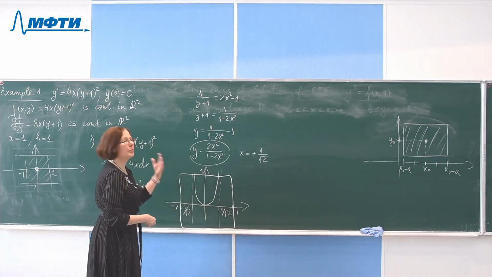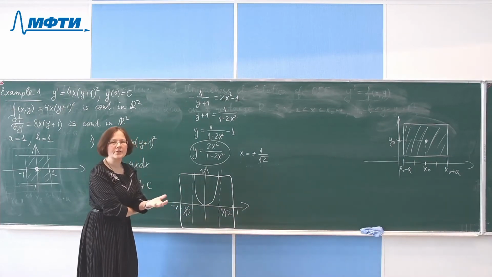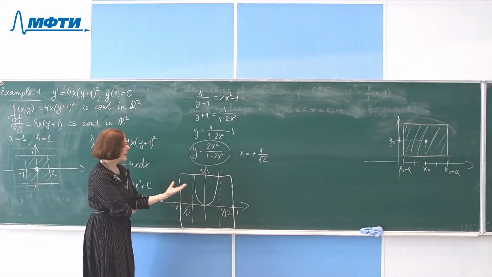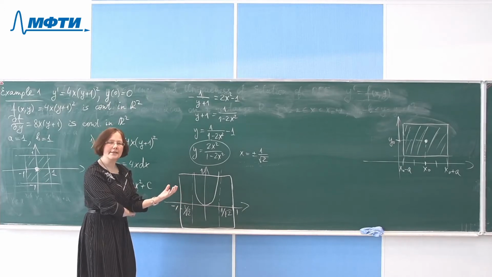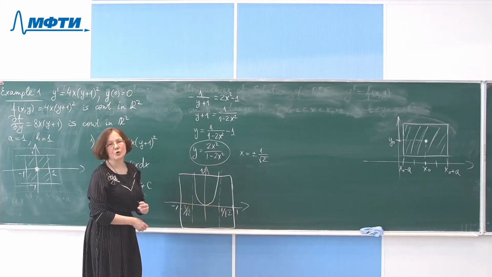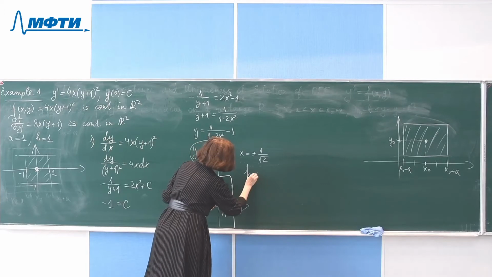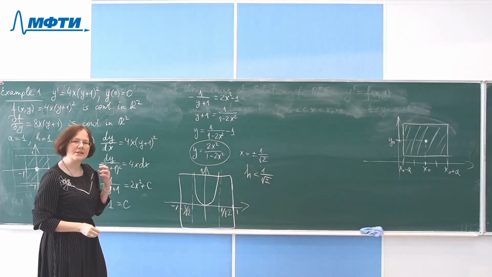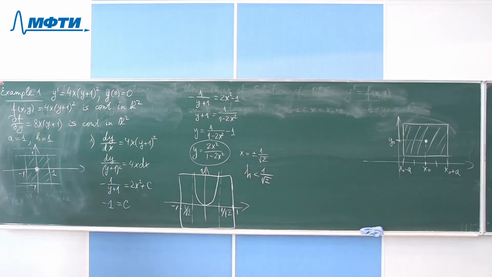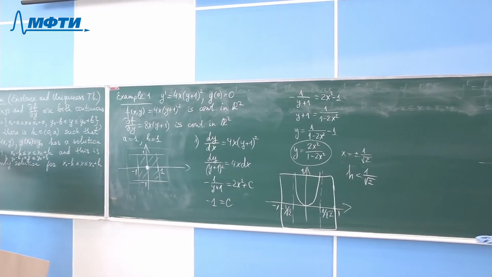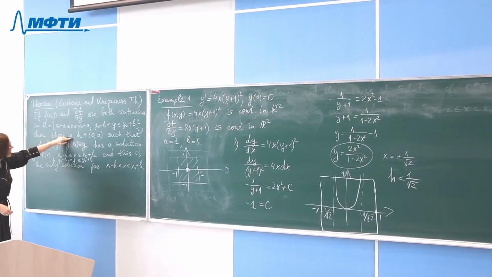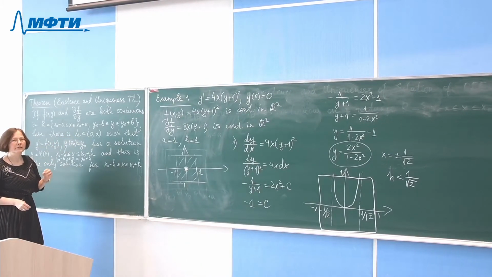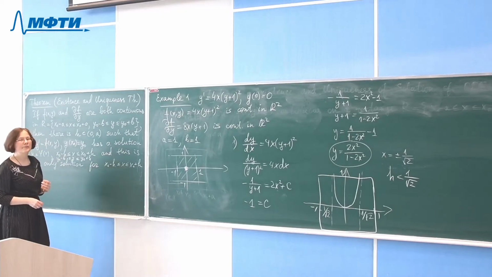But if we want to guarantee the existence and uniqueness of a solution, we should choose h to be less than 1 over root 2, right? h should be less than 1 over root 2. So this is a necessary requirement, and look at the theorem. It states that there is h between 0 and a, right? So this is necessary.